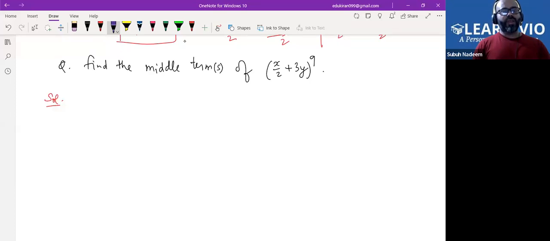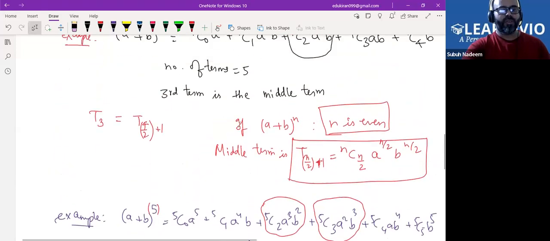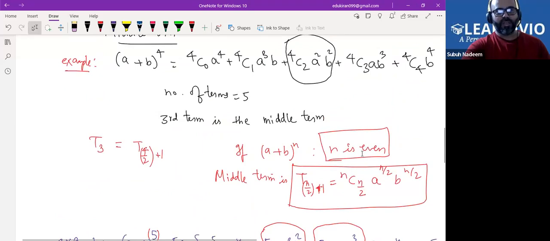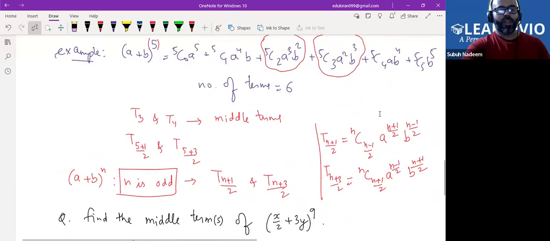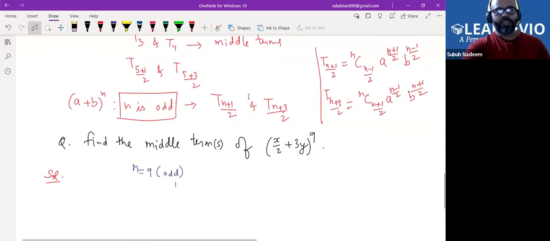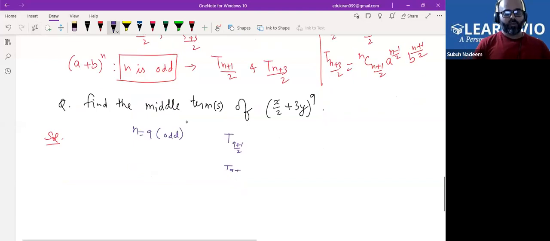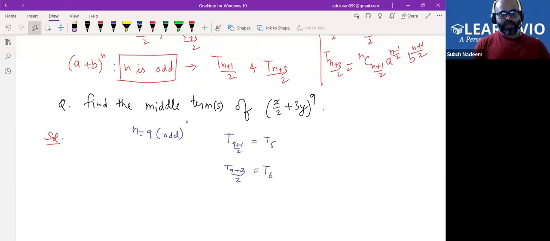Okay. So here n is equal to 9, which is odd, right? In such a situation, as we studied above, if n is even, then we have one middle term, and if n is odd, then these two are the middle terms. So the middle terms will be T of (n plus 1) by 2, that is (9 plus 1) by 2, and T of (n plus 3) by 2, that is (9 plus 3) by 2. So this will be T5 and this will be T6.